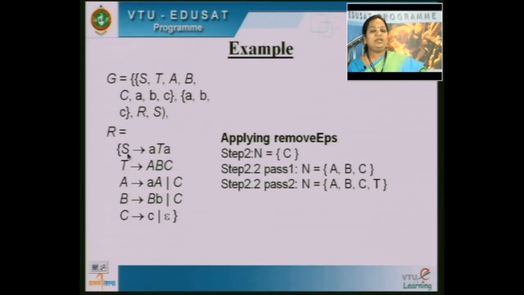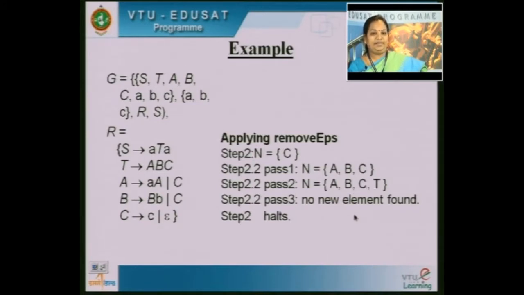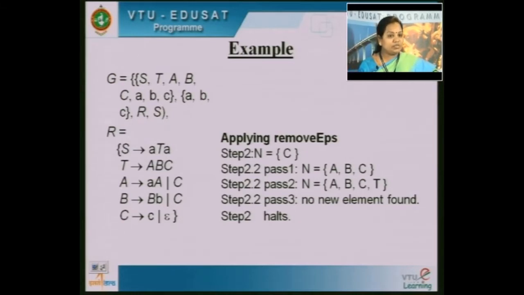Can S be nullable? No. So, by the end of pass 3, there are no new elements added. So, the nullable variables are A, B, C and T. Hence, the algorithm for identifying the nullable variables stops here. Once we are done with this, next we must modify the rules by applying the nullable variables.